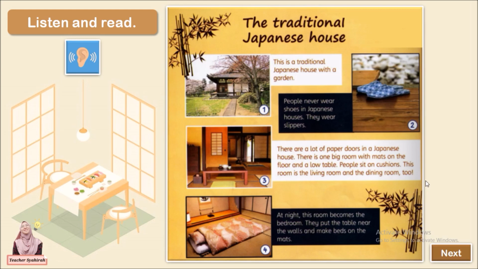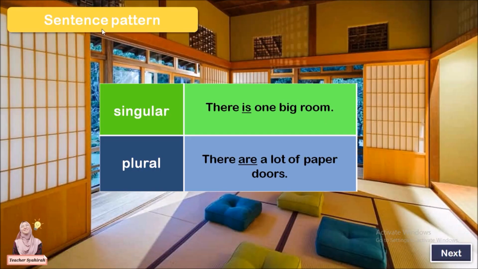Alright, now we already read this text. Now we're going to look at the sentence pattern. Okay, so the sentence pattern for today is that we're going to differentiate the use of there is and there are. Okay, when do we use there is and when do we use there are? So we use there is when the next noun is singular. Okay, benda yang terus lepas is tu dia singular, maksudnya dia satu saja. Okay, kalau satu saja kita guna there is.